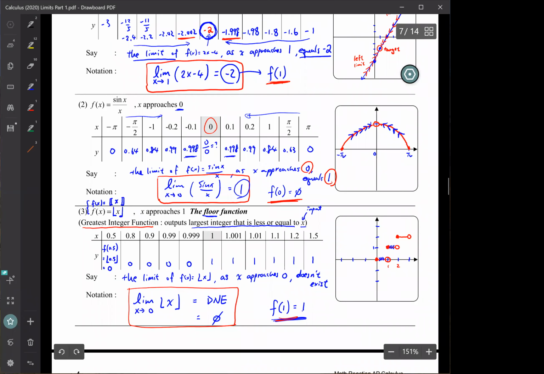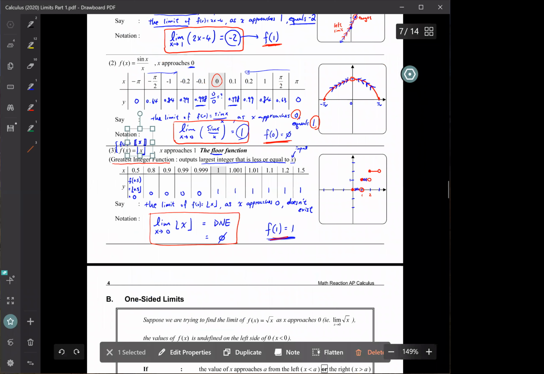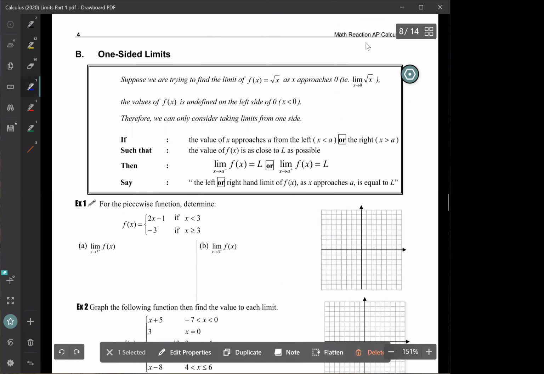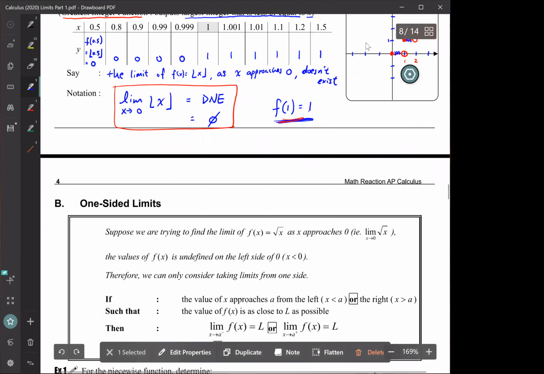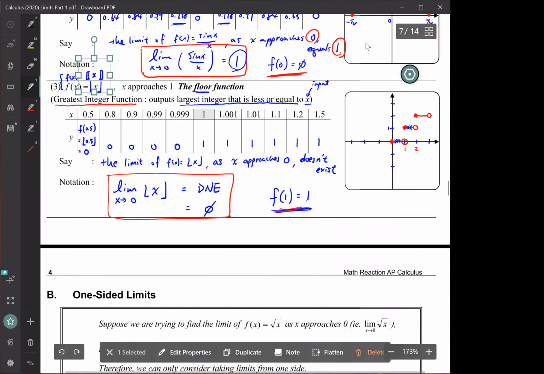So let's look at the next page. This is called one-sided limits. We'll look at the definition first. Okay, so suppose we are trying to find the limit of f of x equals square root x as x approaches 0. When we see this symbol with a lim, with the number at the bottom, it already means we are finding limits from both sides, left and right sides.